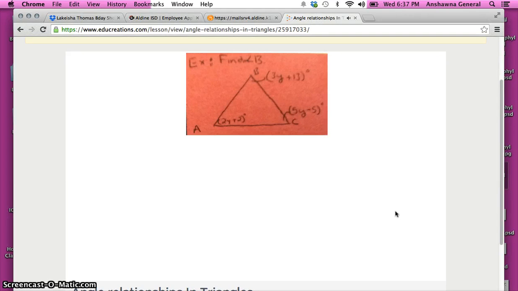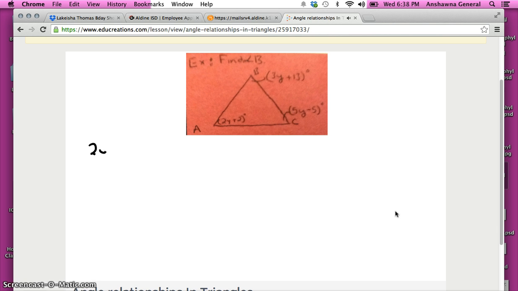Okay, here's the example. Press pause so you can write it down. Alright, so you were supposed to learn in this that the triangle sum theorem tells you that all three angles will add up to equal 180. The sum of the three angles will add up to equal 180. So it means we're going to add everything up to equal 180.